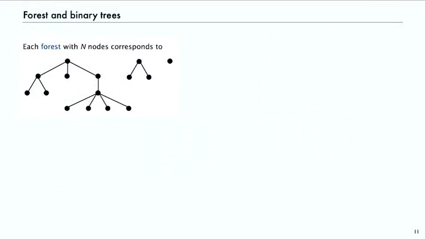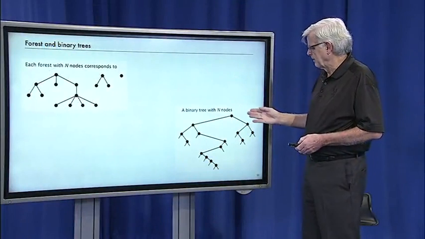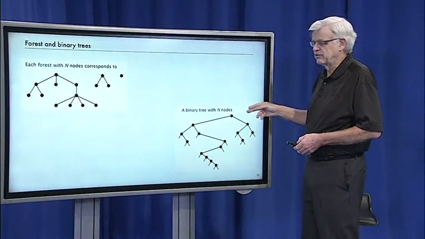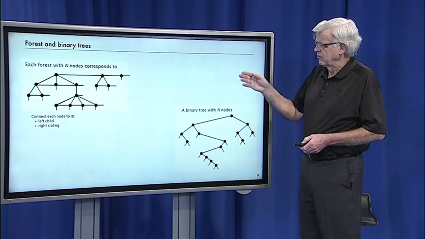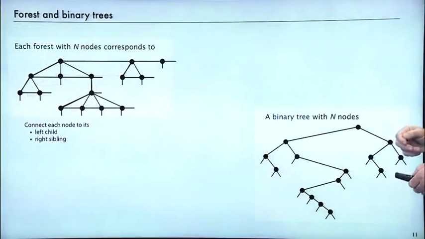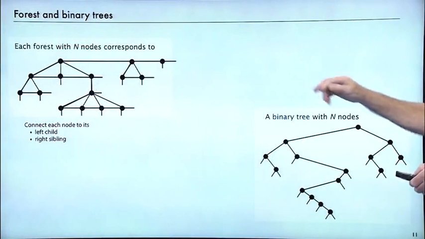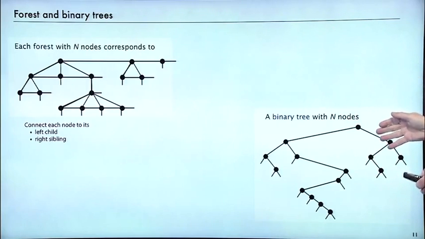Every forest with n nodes corresponds precisely to a binary tree with n nodes. In a forest, a node can have multiple children. A binary tree node can have exactly 2 children. So the way the correspondence goes is that for every node, we connect it to its left child and its right sibling. So the node at the left in the forest corresponds to the top node in the binary tree, and so forth. And that's a one-to-one correspondence between forests and binary trees.